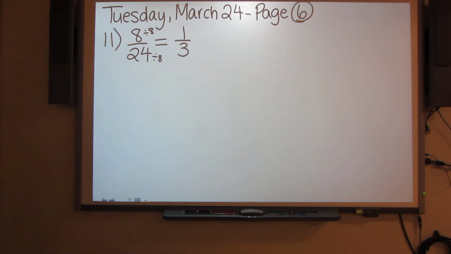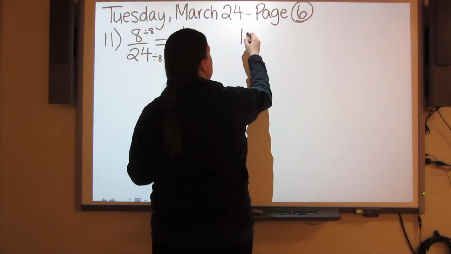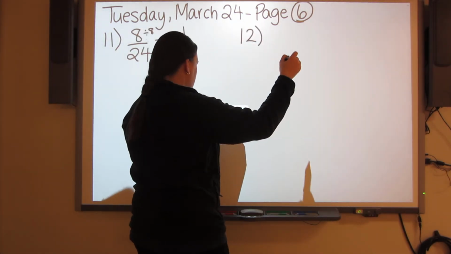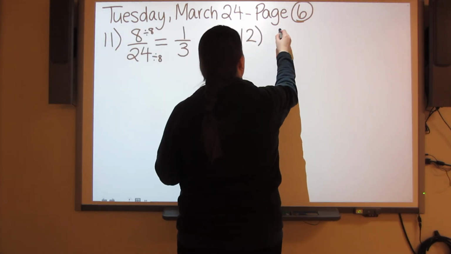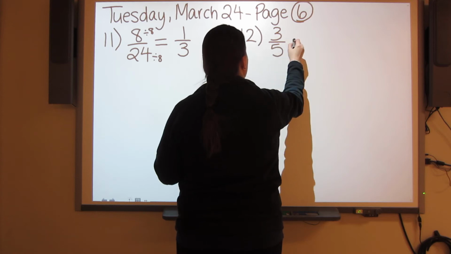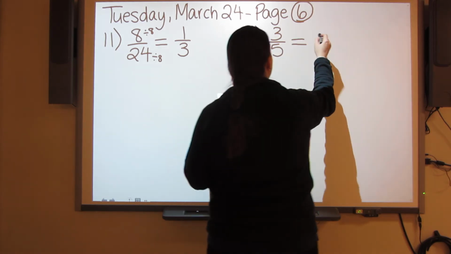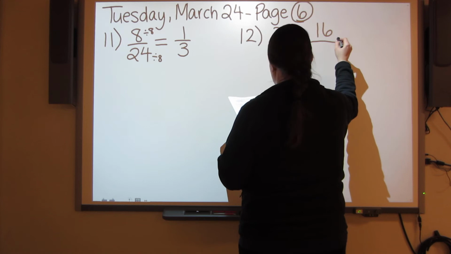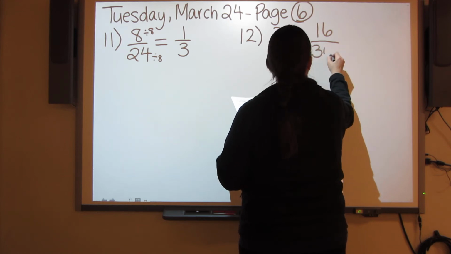Let's find an example that's not equal. Oh, that's page 7. Okay, let's do number 12. Number 12 is not equal, so this is how I want you to write it down. Number 12, you've got 3 over 5. So write your equal sign, and then 16 over 30.